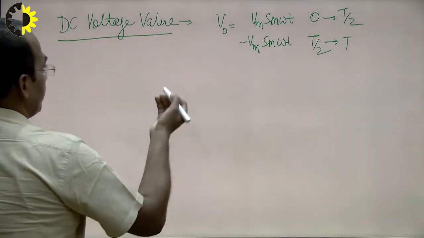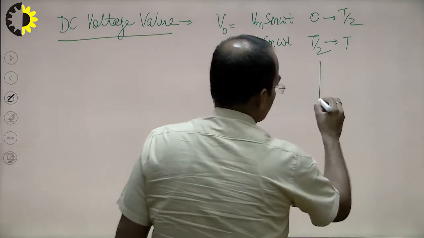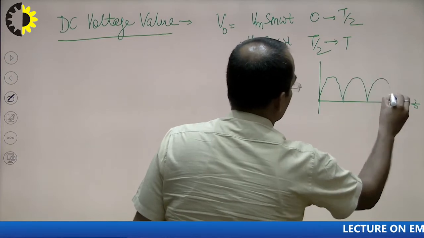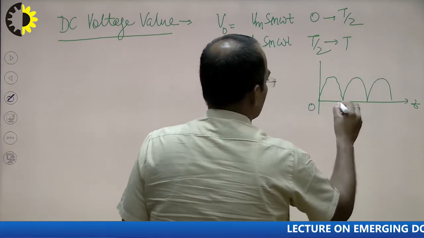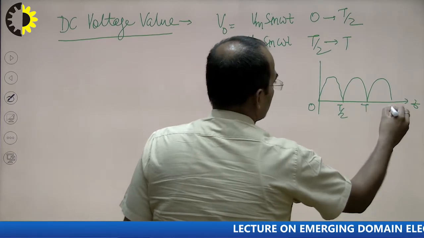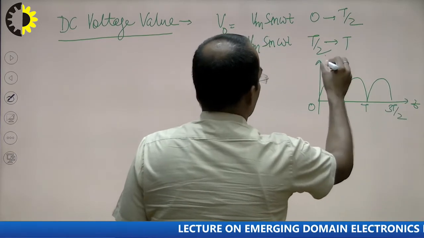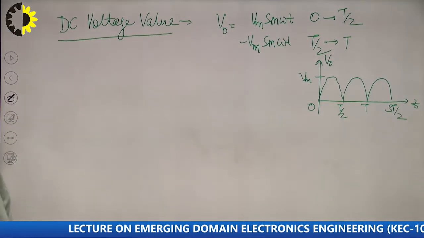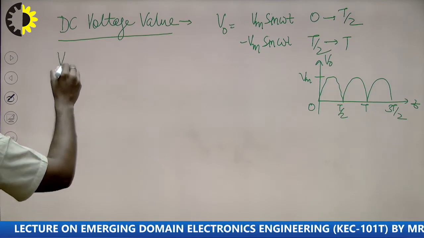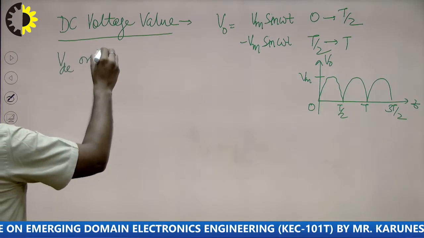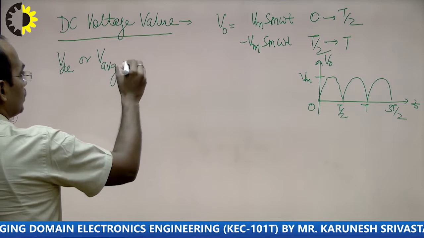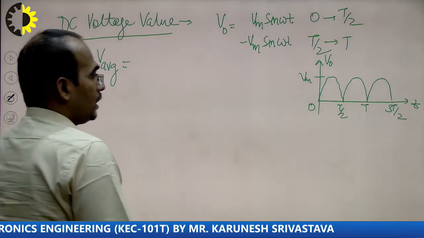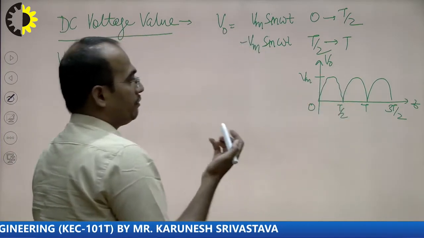For finding the DC value, I will draw the output waveform also. Zero, T by 2, T, 3T by 2 and so on. This is the maximum value Vm. For finding the DC value or average value, I am writing here VDC or V average is equal to area under the curve upon base. So what will be the area under the curve and what will be the base?